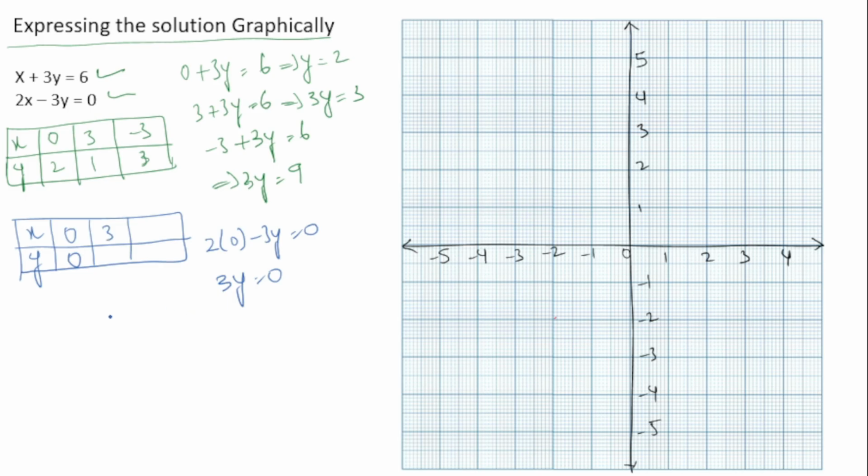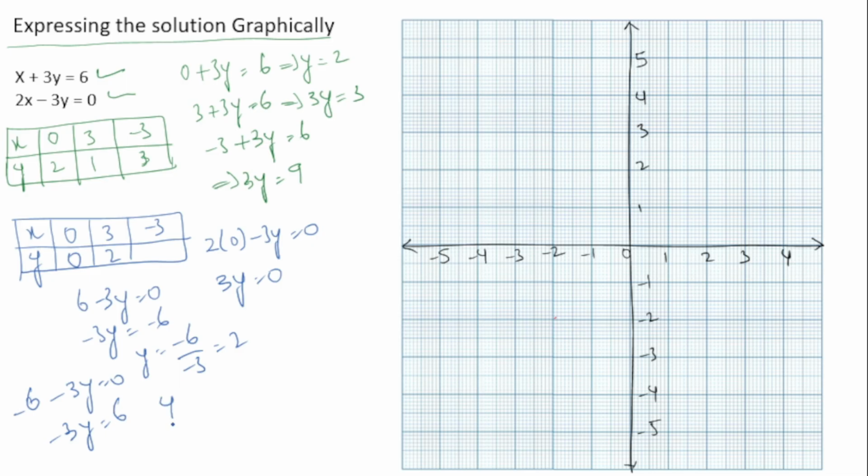If x is equal to 3, 2 into 3 is 6, minus 3y is equal to 0. So here minus 3y is equal to minus 6, y is equal to minus 6 by minus 3, it is 2. If x is equal to minus 3, here 2 into minus 3 is minus 6, minus 3y is equal to 0. So here minus 3y is equal to 6, y is equal to minus 6 by 3, it is minus 2.